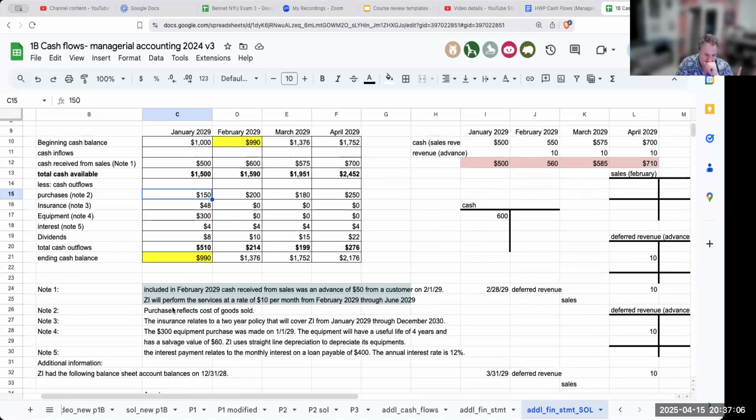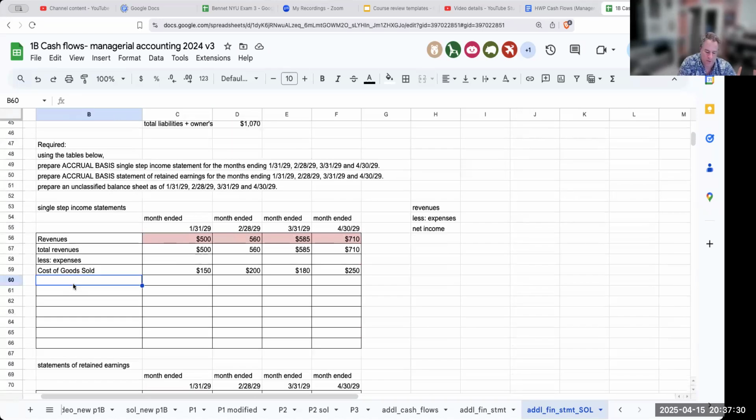Okay. So the insurance relates to a 2-year policy that will cover us from January 2029 through December 2030. So I paid 48 and it's giving me 2 years of coverage. So when I look at this, I do not want to put insurance expense of 48.